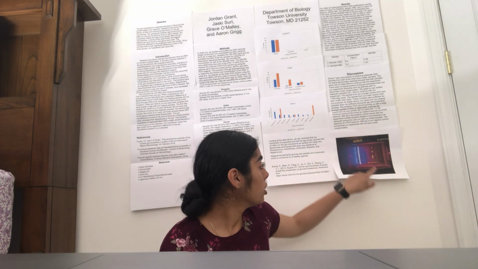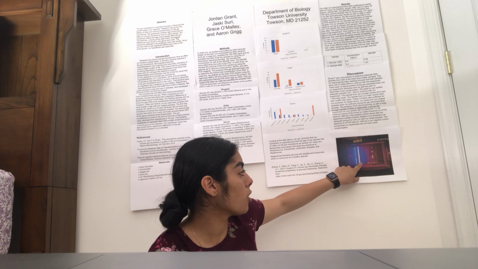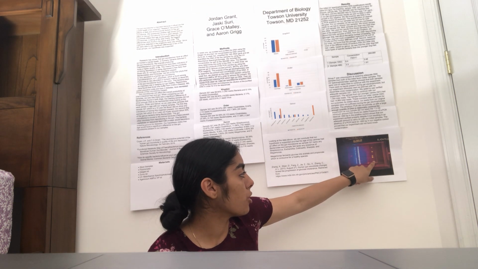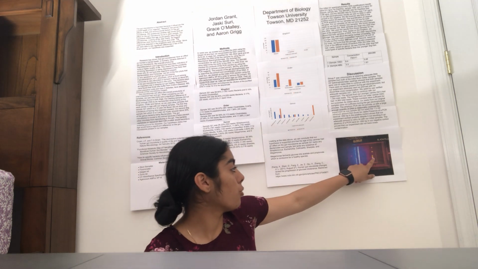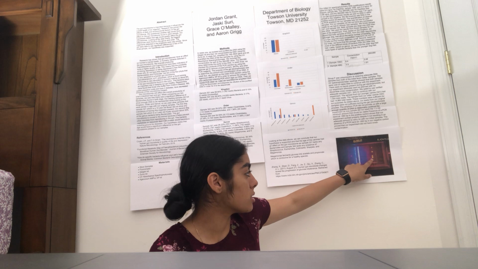In our gel electrophoresis results, we saw no DNA in either of our samples or the negative. We did, however, see DNA in our positive control as expected. So as you can see here, we had lanes 1 through 4. Lanes 1, 2, and 3 did not have any bands present, but lane 4 did, which means that there was DNA present in lane 4, but there was nothing present in lanes 1, 2, and 3.